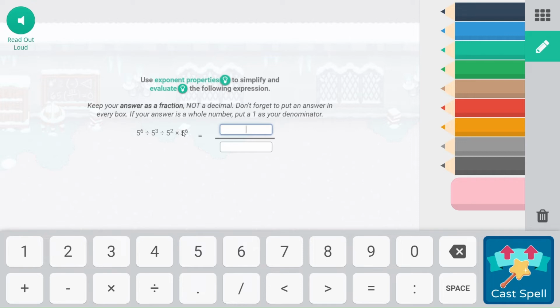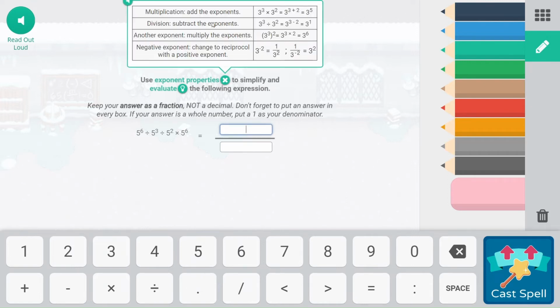Okay, keep your answer as a fraction, not a decimal. Don't forget to put an answer in every box. If your answer is a whole number, put 1 as your denominator. Okay, so we have no negative exponents, so I don't understand this divisor here. And it looks like they want us to put it in as a whole number. Keep your answer as a fraction, not a decimal. Don't forget.